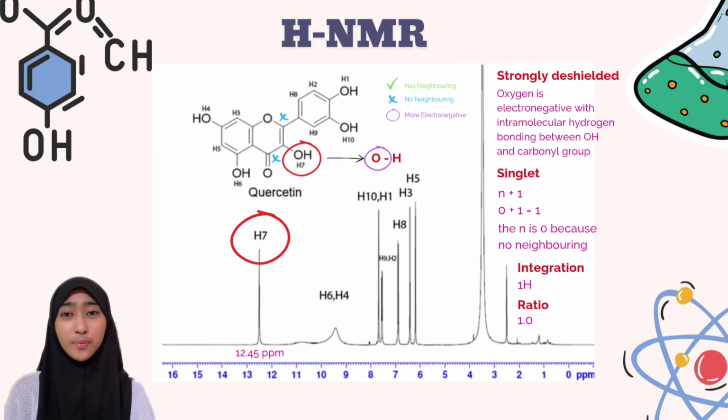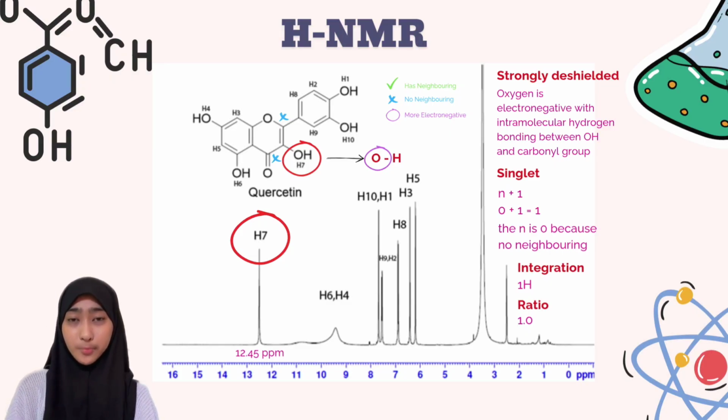The first peak appears at 12.45 ppm with a ratio of 1.0, as a singlet with an integration of 1 proton, assigned to H7, which is a hydroxyl proton. It is highly de-shielded because it forms strong intramolecular hydrogen bonding with the carbonyl group. Since it has no neighboring proton, n equals 0, so according to the n+1 rule, it appears as a singlet.